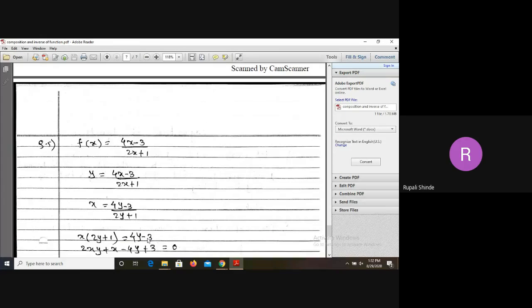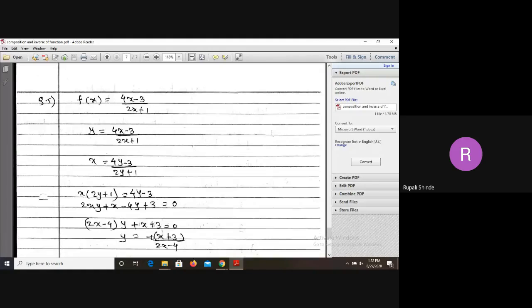Now we have to obtain this equation in terms of y. That's why we have done this adjustment. This divider becomes here multiplier. So x into 2y plus 1 is equals to 4y minus 3. Now multiply this x inside, that is 2xy plus x is equals to 4y. Again I have taken this 4y minus 3 to the LHS. So this plus 4y becomes minus 4y, and this minus 3 becomes plus 3, and that is equals to 0.